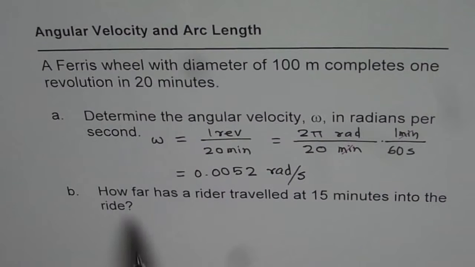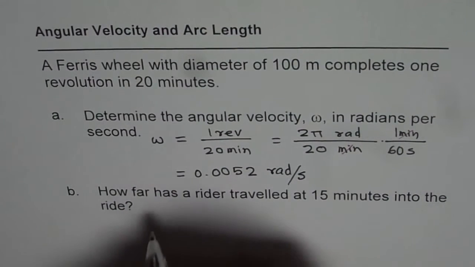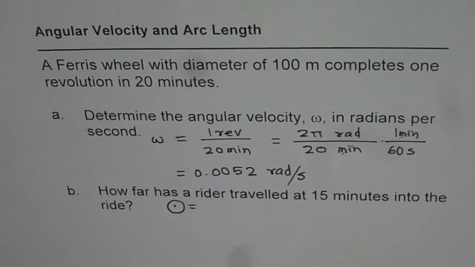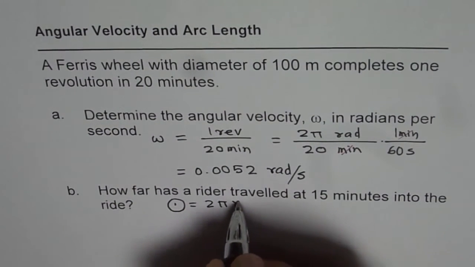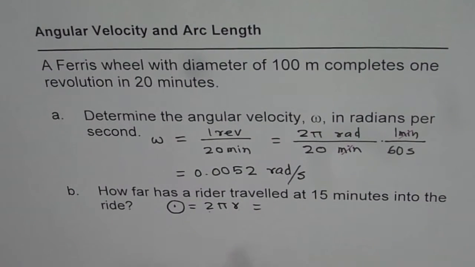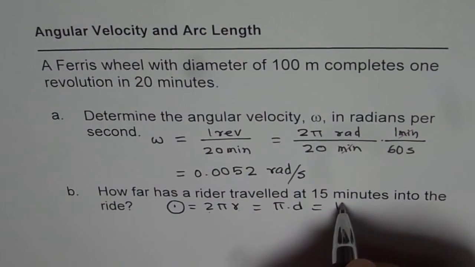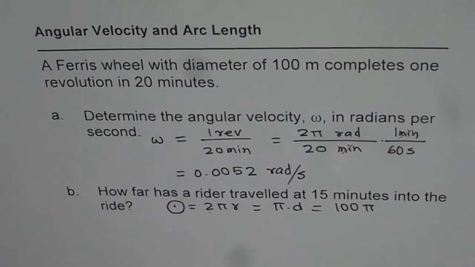Now the second part is, how far has a rider traveled at 15 minutes into the ride? That means the fraction of the circle completed by the rider in 15 minutes. In 20 minutes one full circle is covered, right? One circle means circumference. So what is the circumference of this ride? The diameter is 100 meters. Circumference is 2 pi r, which is pi times diameter, right? Diameter is 100 meters, so we get 100 pi as one full circle.